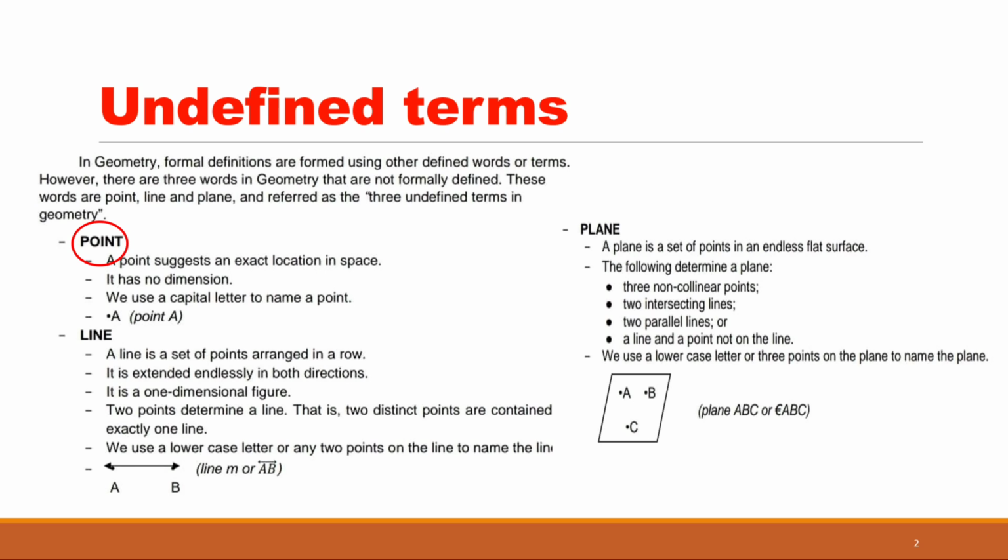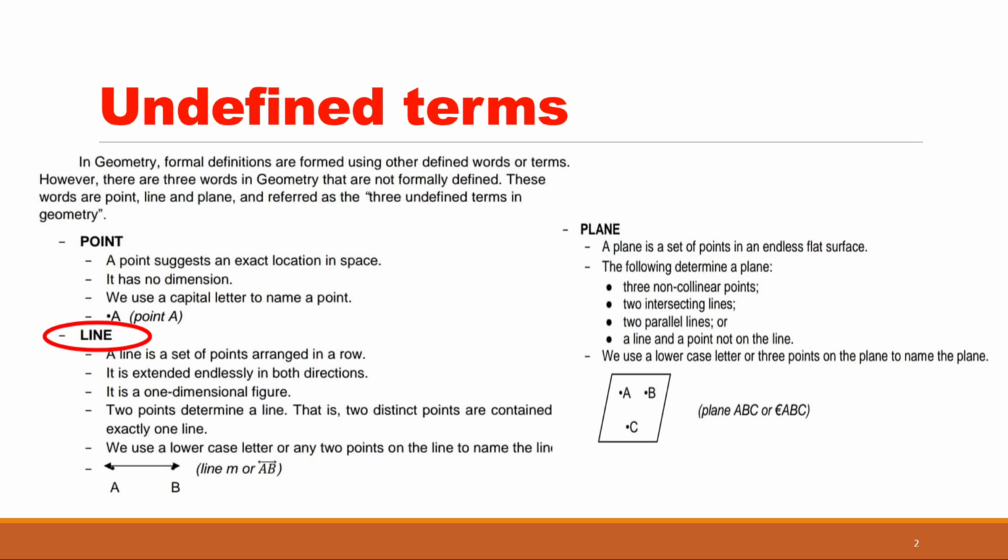What is a point? A point suggests an exact location in space. It has no dimension. We use a capital letter to name a point. So given the letters in the alphabet, you can name a point using a capital letter, for example, point A. So that is point.